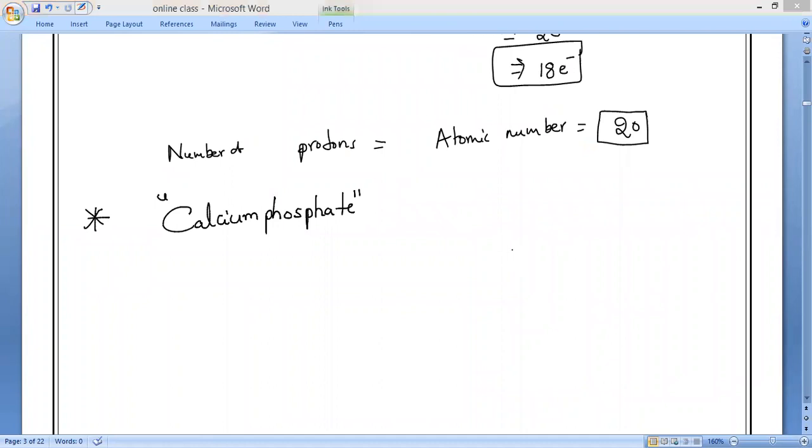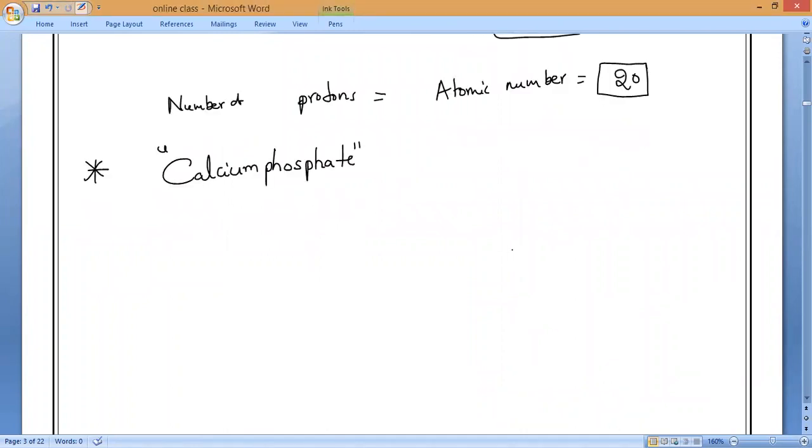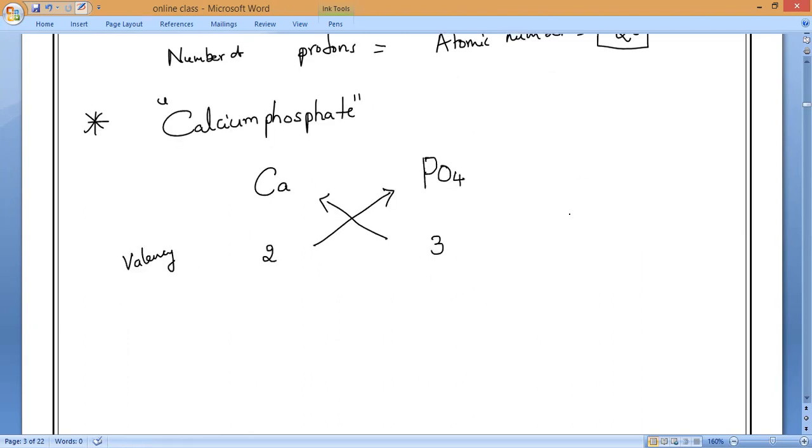Okay. Now see your chapter 3 and tell me what is the valency of phosphate? Calcium, this is, and phosphate. What is the symbol of phosphate? PO4. Now, what is the valency? What is the valency of calcium? 2. Phosphate, 3. Now, which method is this? Crisscross method. This one is called the crisscross rule.